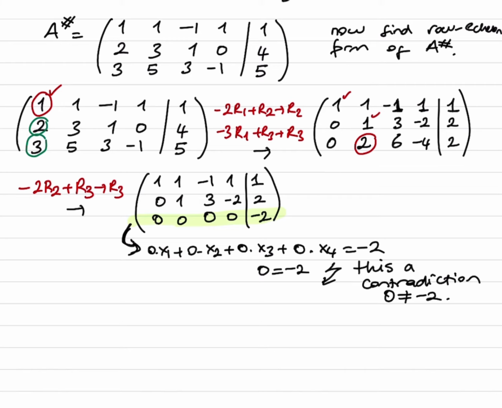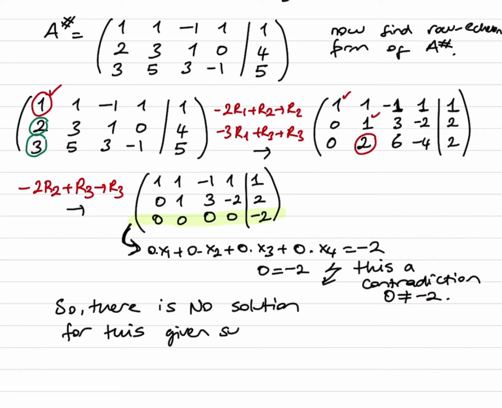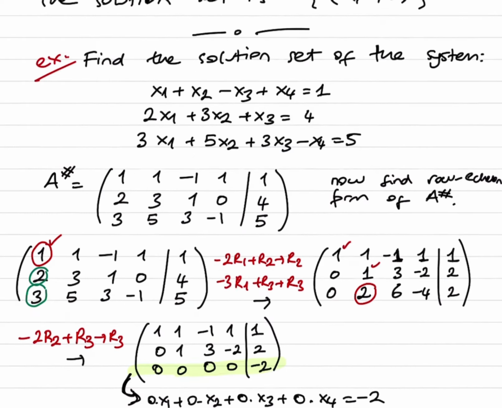So what does this mean? This means that there is no solution for the given system. So you can say the solution set is empty. So we have the empty set. Solution set is empty. Great.